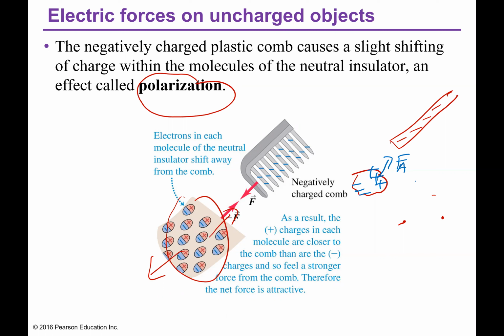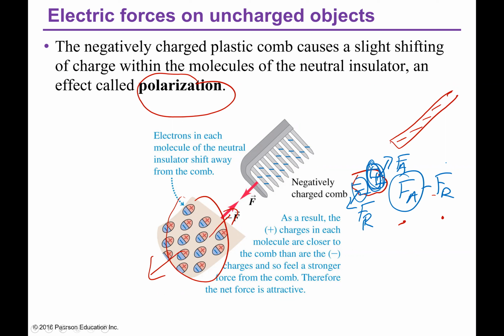And what happens here is there's an attractive force on these positive charges, but there's also a repulsive force on those negative charges. But because those positive charges are closer to the electrically charged object, in this case your charged comb, than the negative ones, the net effect is that the attractive force is stronger and wins, and then you're able to pick up the pieces of paper.